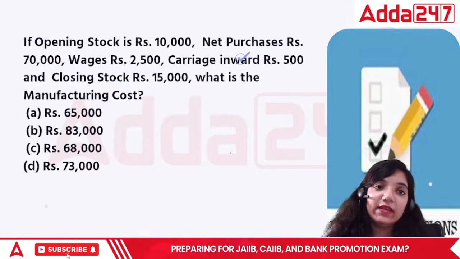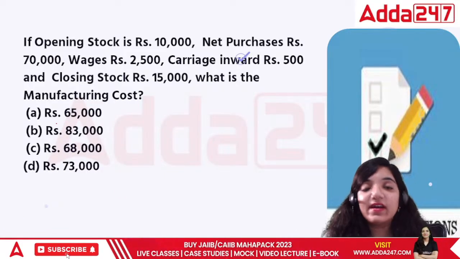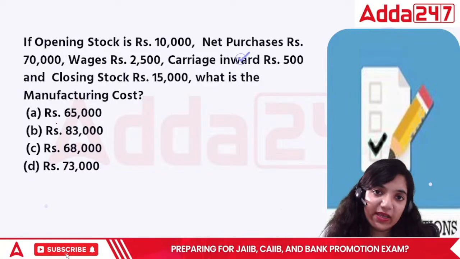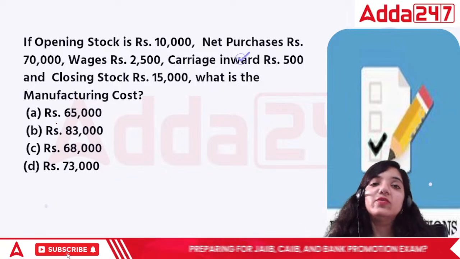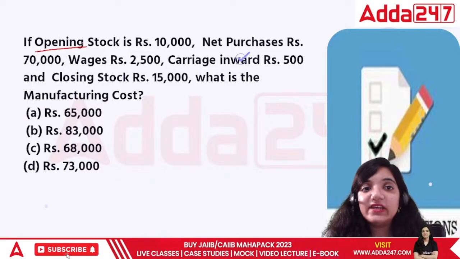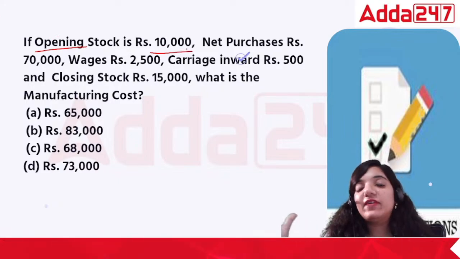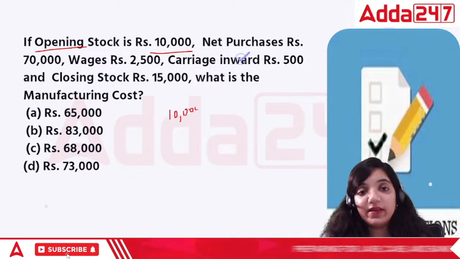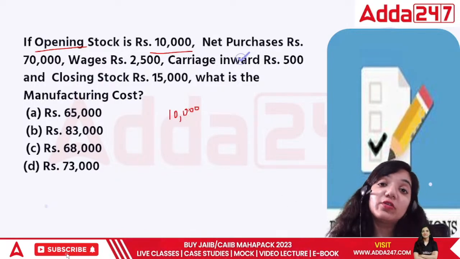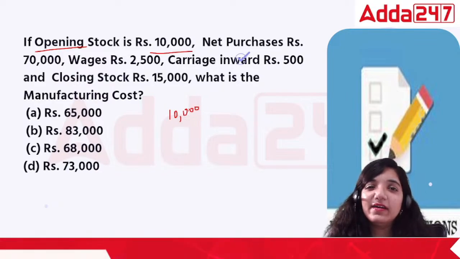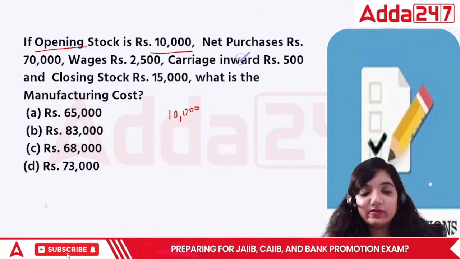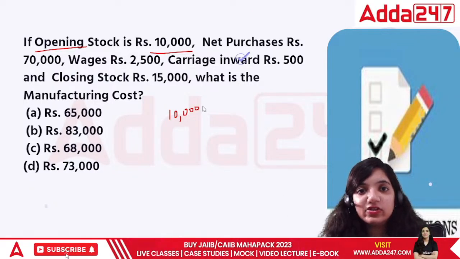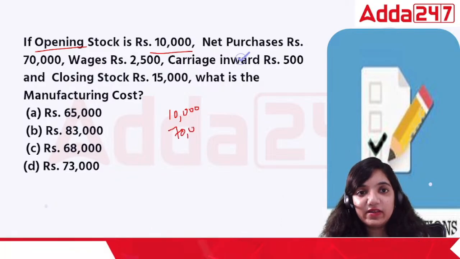Done. Next point. This is a question regarding manufacturing. A part of it will be dealt with in module A and a part of it in module B. If opening stock is rupees 10,000, if I said in the beginning that I've got 10,000 worth rupees of stock at my place, you'll say okay. I said I've purchased more. What will you say? Add it up now. Net purchases is 70,000. So I'll say my net purchases is 70,000.